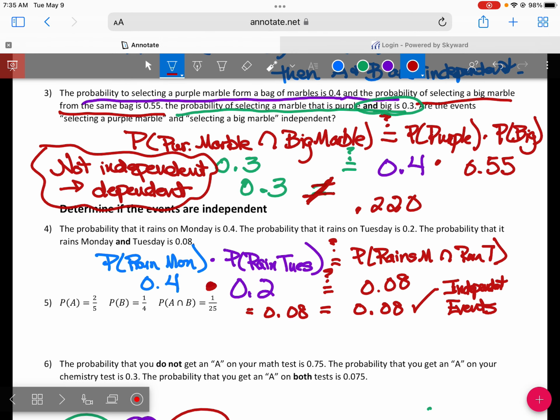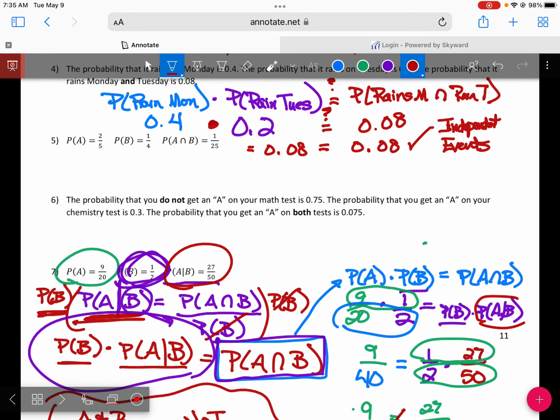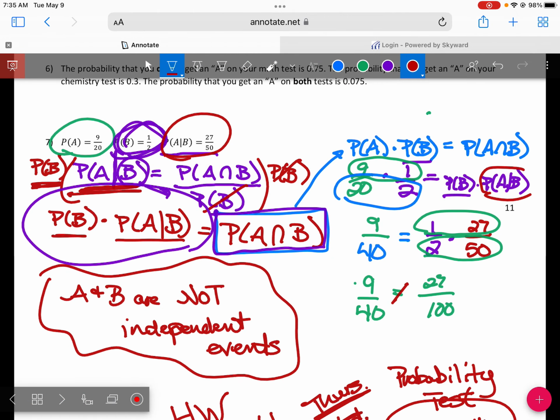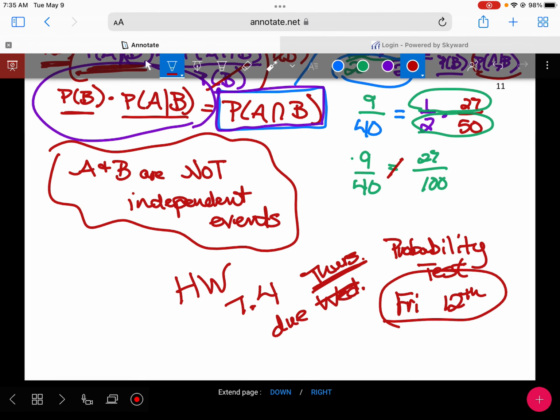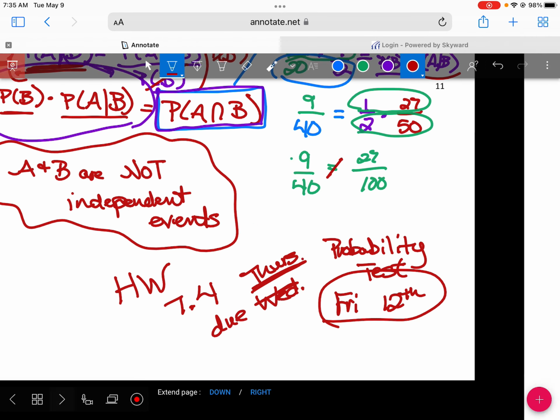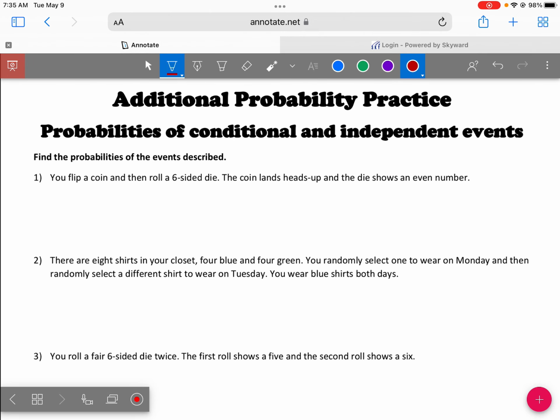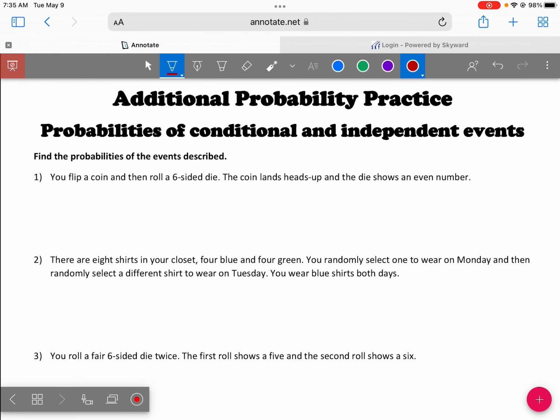Okay. Now, I am going to skip for now doing 5, 6, and 7. If you did not see it or watch the video yesterday, you can watch it today or tomorrow. You can also copy it down from the notes. But we are going to go on to the additional probability practice on page 21.